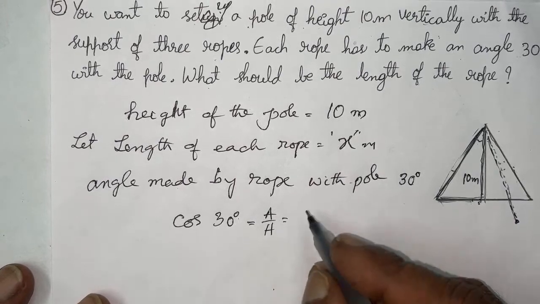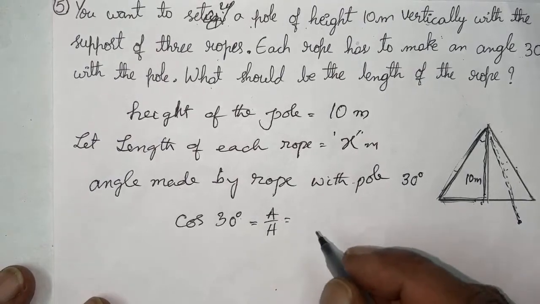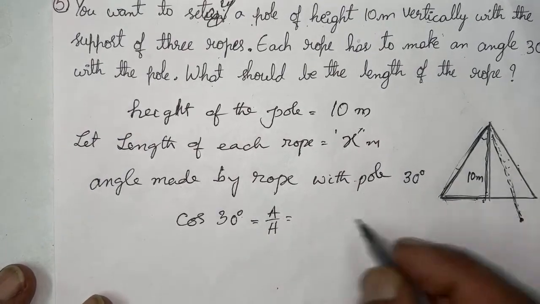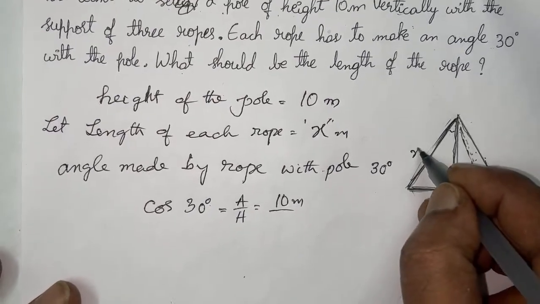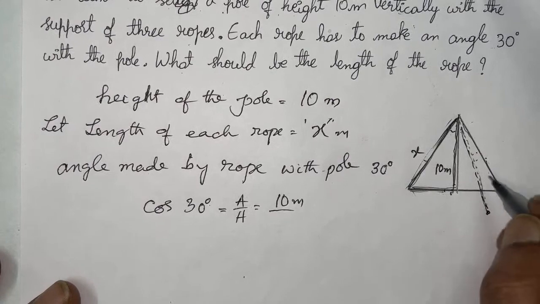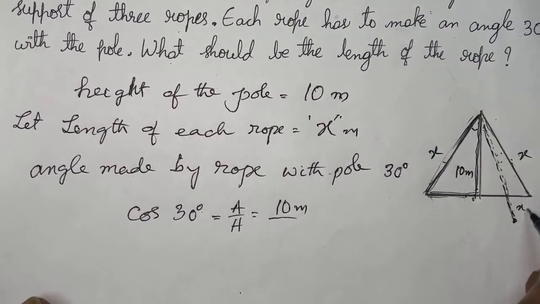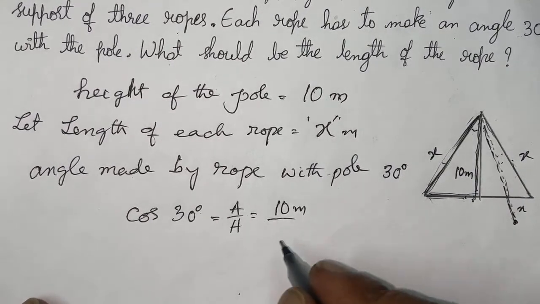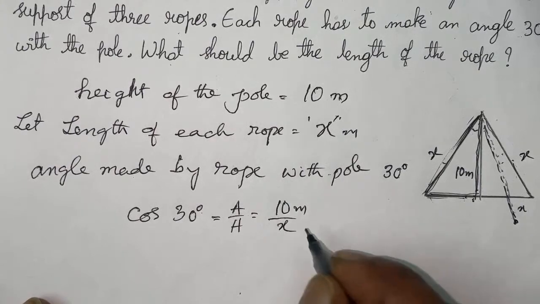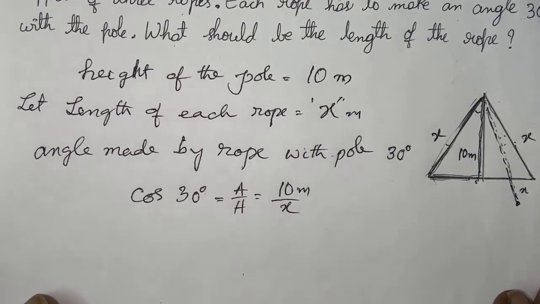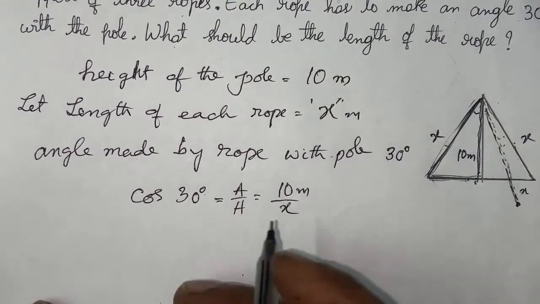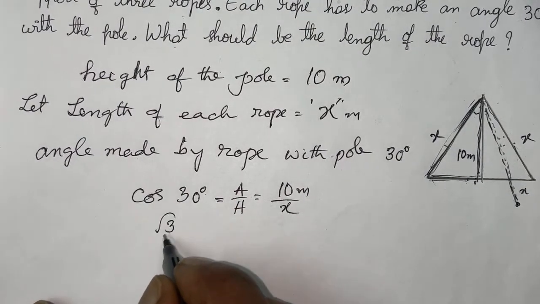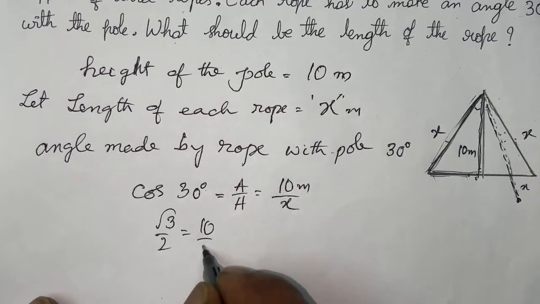The hypotenuse we don't know. That is the reason: we already have 10 meters as the adjacent, and the rope we call x. This is also x, this is also x, this is also x, because the three ropes are kept the same way. Now, according to this, cos 30, which is root 3 by 2, is equal to 10 by x.